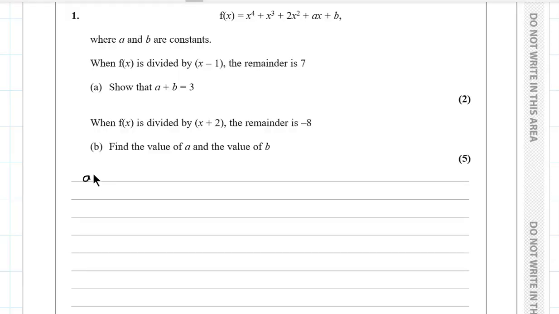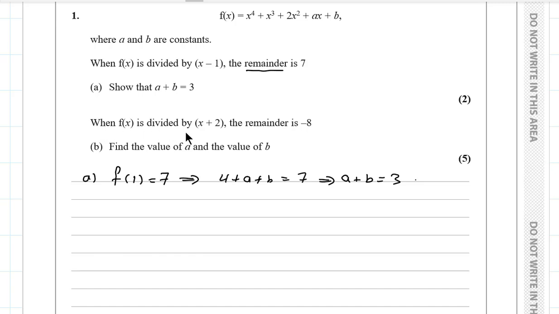Okay, how can we use this information? Of course, we will use the remainder theorem, which states that f of the value which makes this bracket 0, and the value of x which makes this bracket 0 is 1, equals the remainder, which is 7. So we will replace x with 1 here: 1 plus 1, 2, plus 2, 4, 4 plus a plus b equals 7, so we can say that a plus b equals 7 minus 4, which is 3. This is the first part, okay?